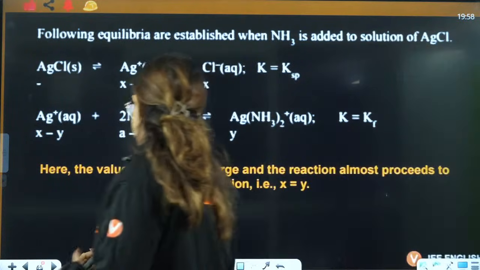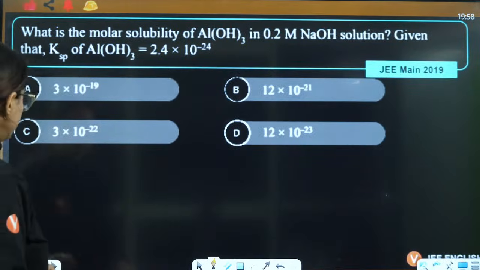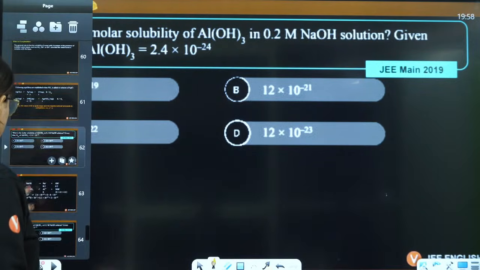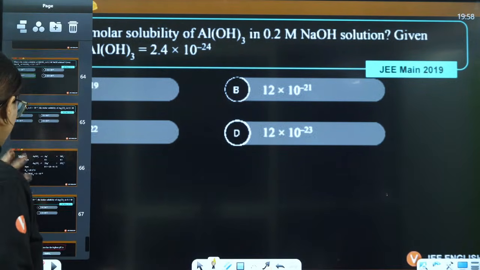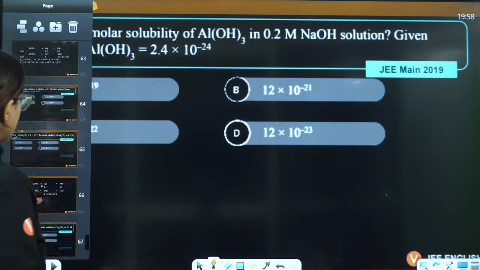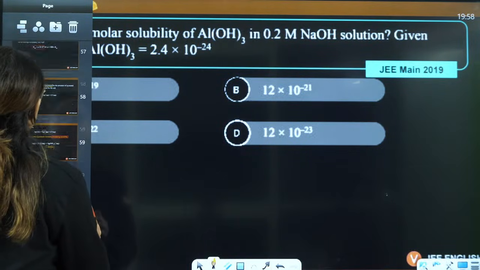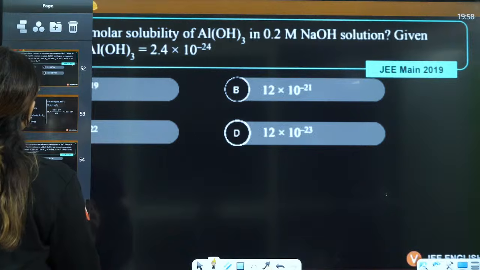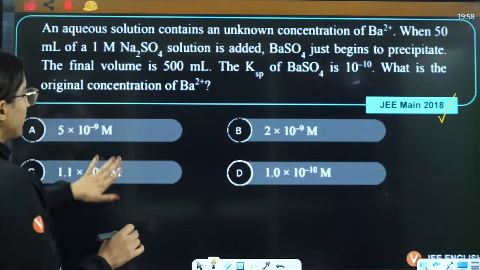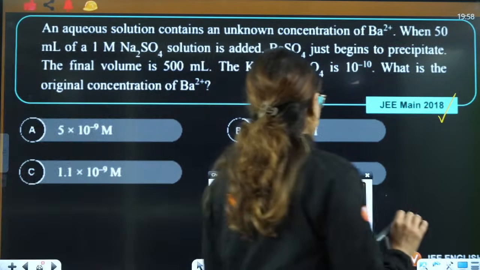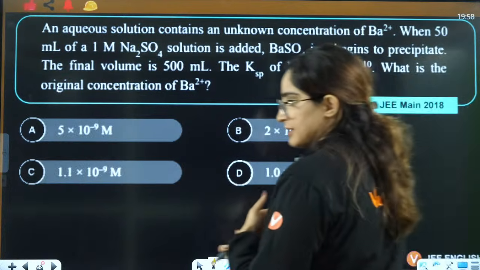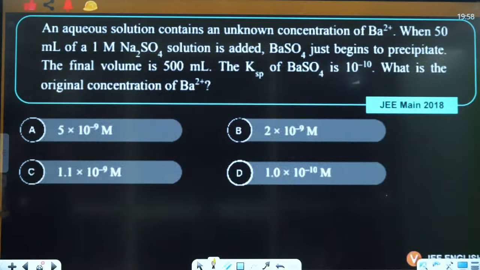Tell me, is that clear? Now let's discuss 2-3 questions based on that. Firstly, I'll discuss this question that we had. This is the last part that we have. 3-4 questions we are going to do, then the chapter will be completed. Right? Okay.